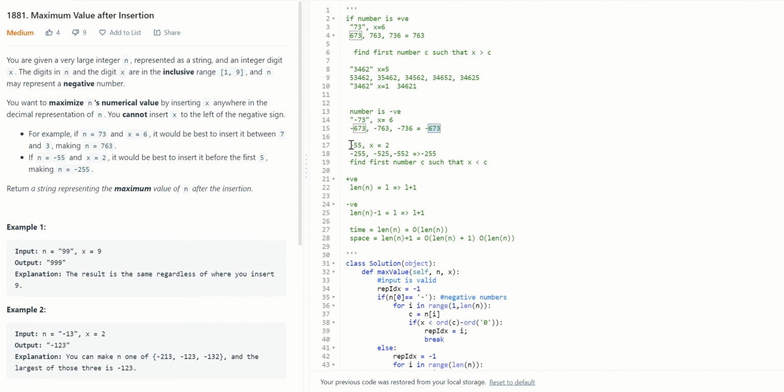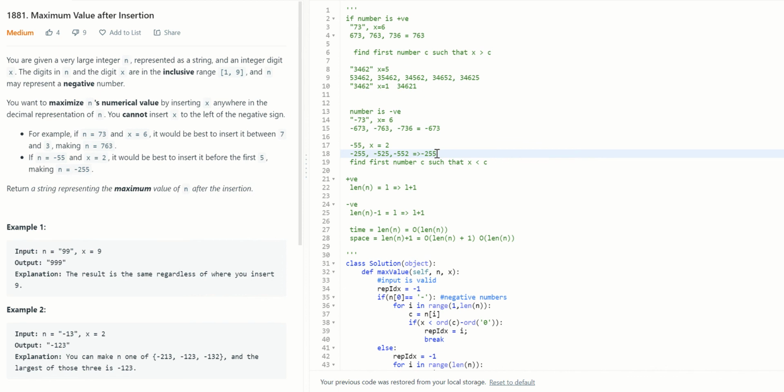Let's look at another example. Minus 55, x is equal to 2. As simple as this, right? So you could insert 2 before 5, after 5, and after the second 5. If you insert like that, these are the three numbers that we will be generating. And out of all these, what is the maximum number? Negative 255. This is what we want to return.